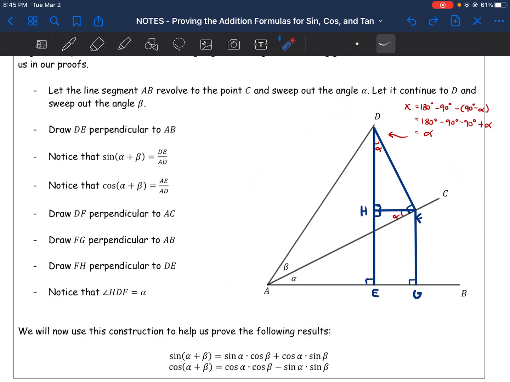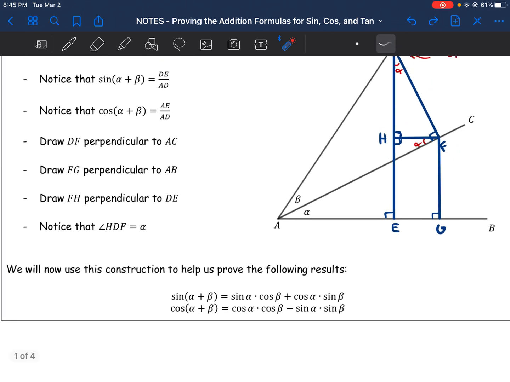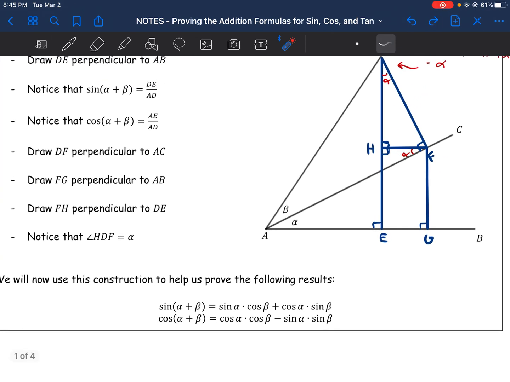And we're going to use this to prove these two results right here. So I'm going to make the claim that the sine of the sum of these two angles, the sine of angle alpha plus angle beta, is equal to sine of alpha times cosine of beta plus cosine of alpha times sine of beta. And I'm also going to make the claim that the cosine of these two angles added together is the cosine of alpha times the cosine of beta minus the sine of alpha times the sine of beta. Let's go ahead and prove these.